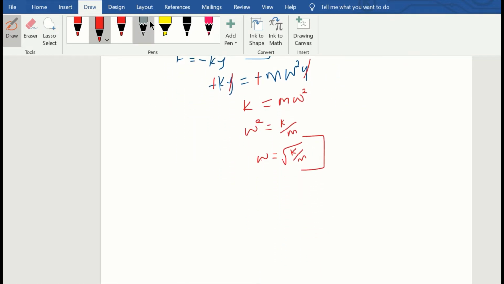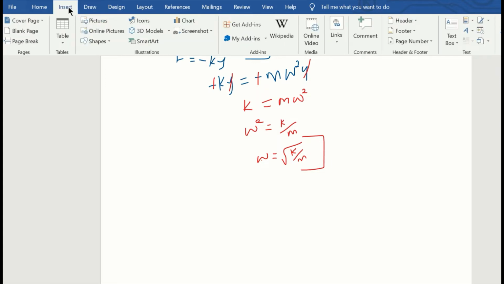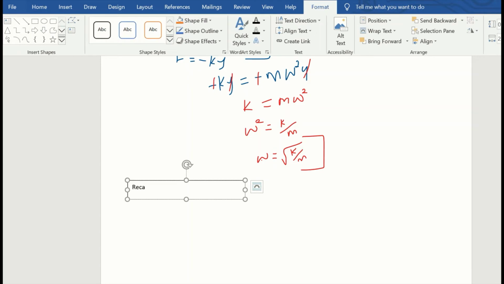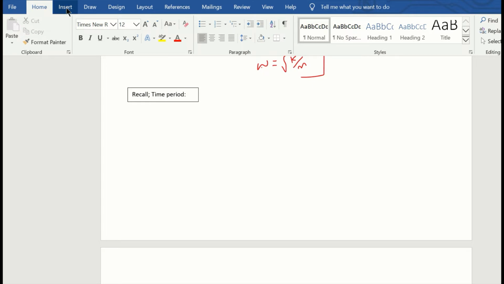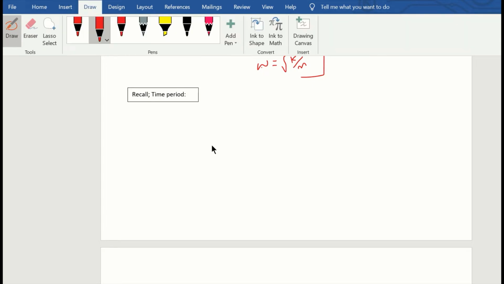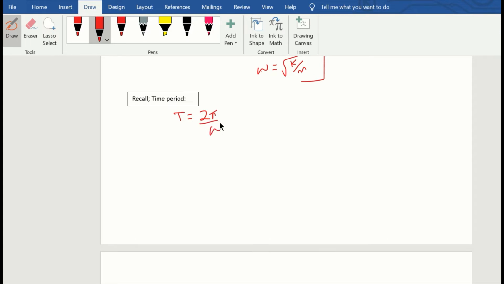Now, if you recall, we said that the period or the time period was given as 2 pi over the angular frequency. I hope we all remember that. That's the time period T is equal to 2 pi over angular frequency.